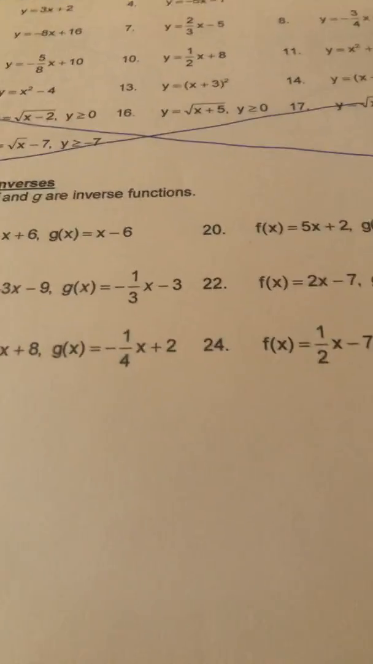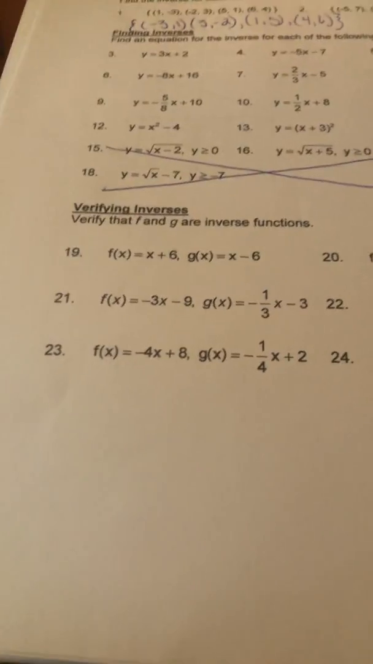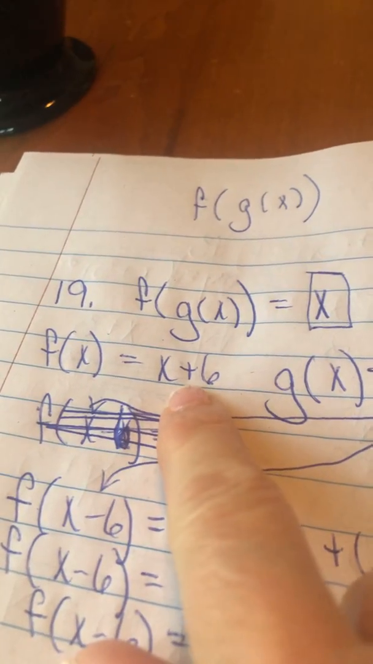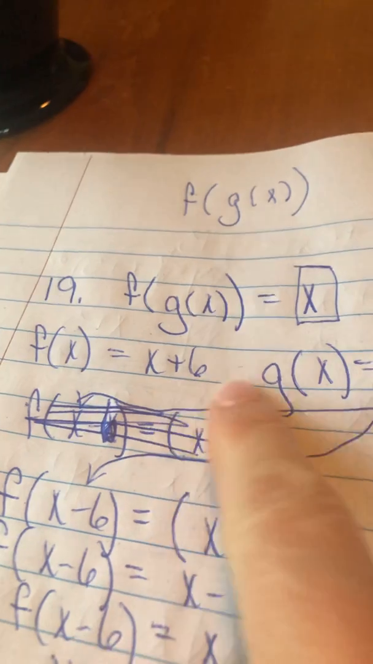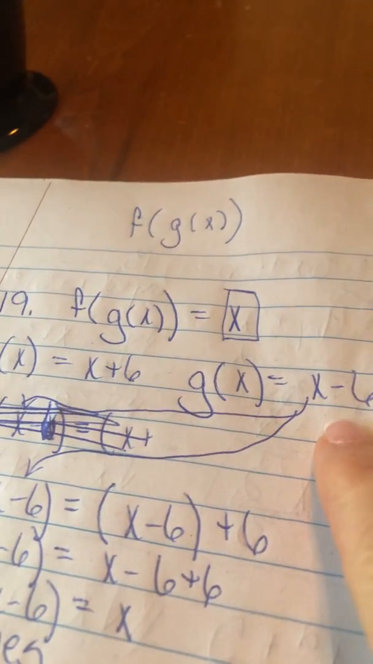Here we have 19 through 24, and these are inverse functions, but we actually have to go through the steps and prove it. So I said, okay, f of g of x. We have f of x, which is x plus 6. Please excuse my scribbles, I like working with a pen better than a pencil. And then g of x is equal to x minus 6.